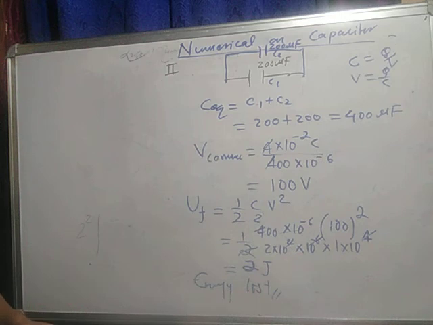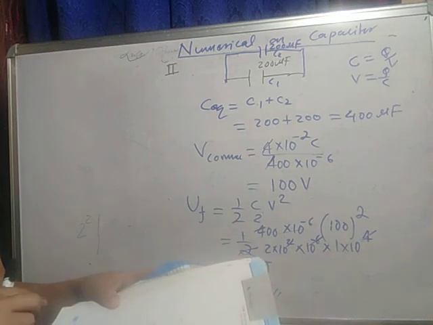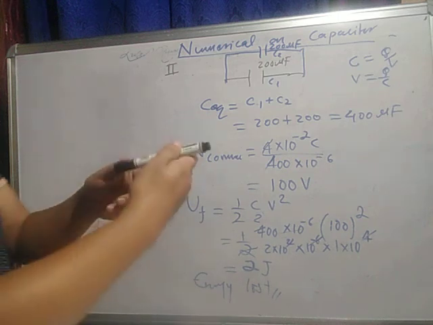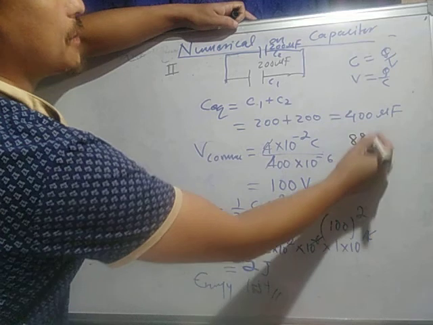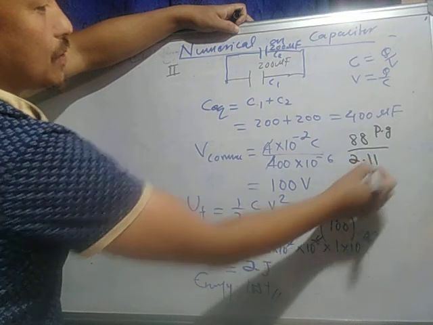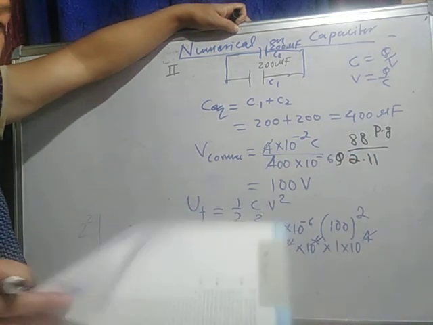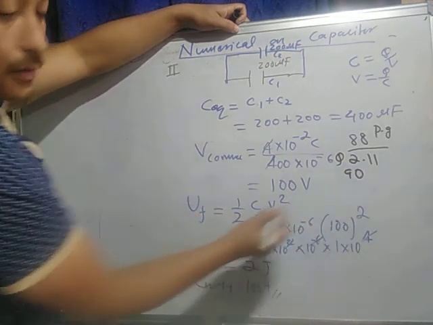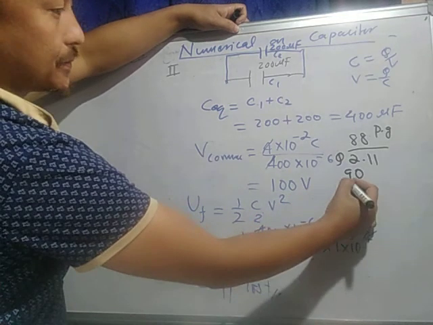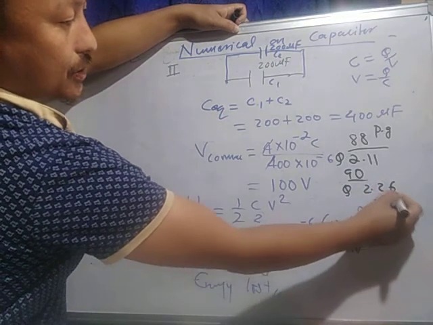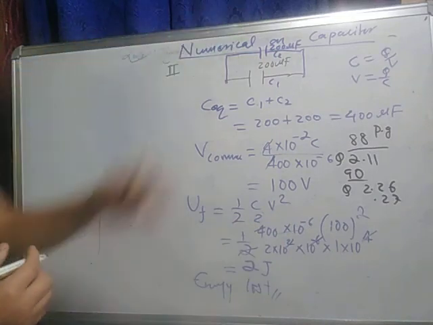So now turn to page number 88, okay. 88 has the same problem, page number 88, question number 2.11. On page 90 there are very important questions that come every time, the latest ones. On page 90 you have question number 2.26 and 27. Do these three questions, very important.